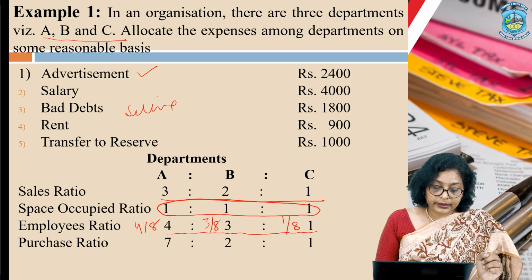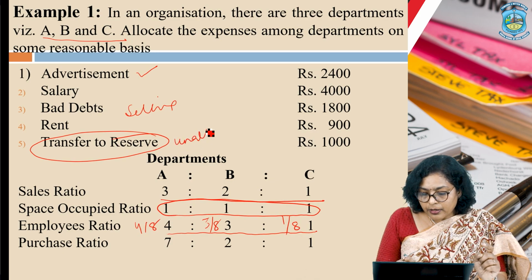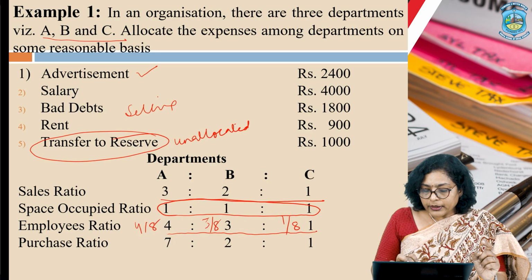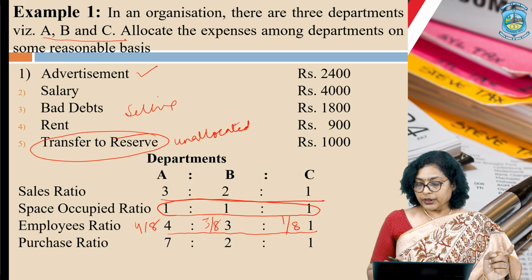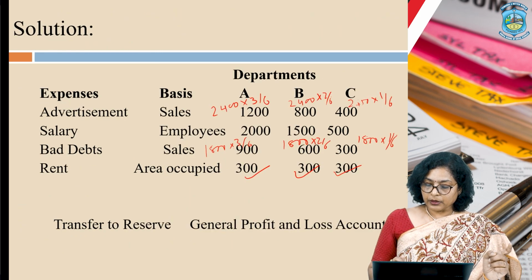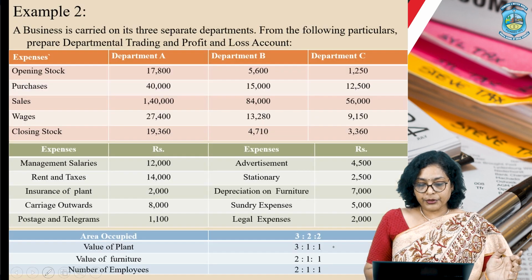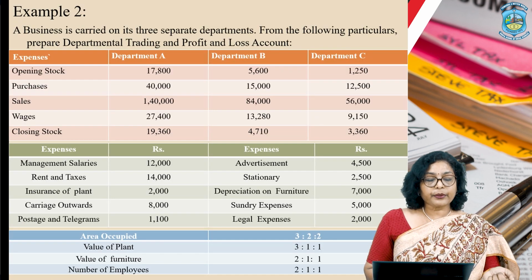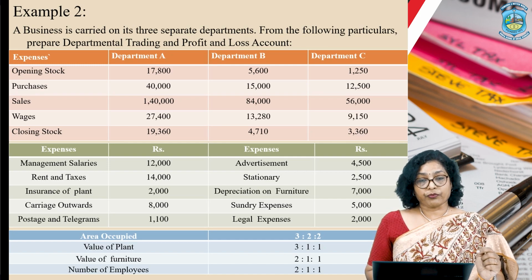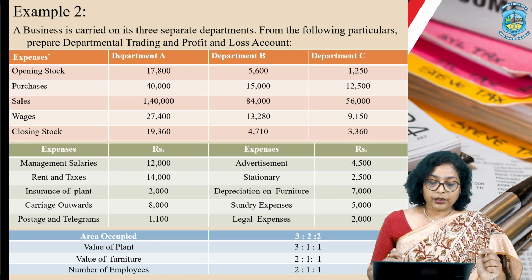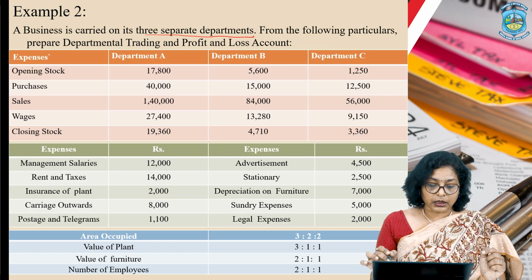There is one more expense, that is transfer to reserve. This is an unallocated expense. Now, this unallocated expense is to be charged to the general P&L account. So, this transfer to reserve will appear in the general P&L account. I hope this is clear to you. Now, we will see a complete question that is based on departmental trading and profit and loss account. See, in this question, there are 3 separate departments, A, B and C.